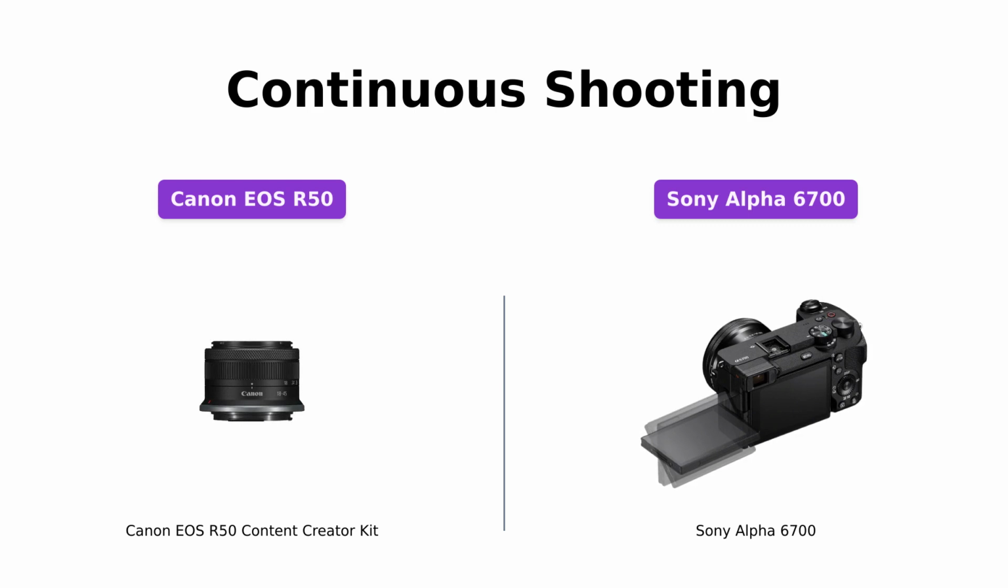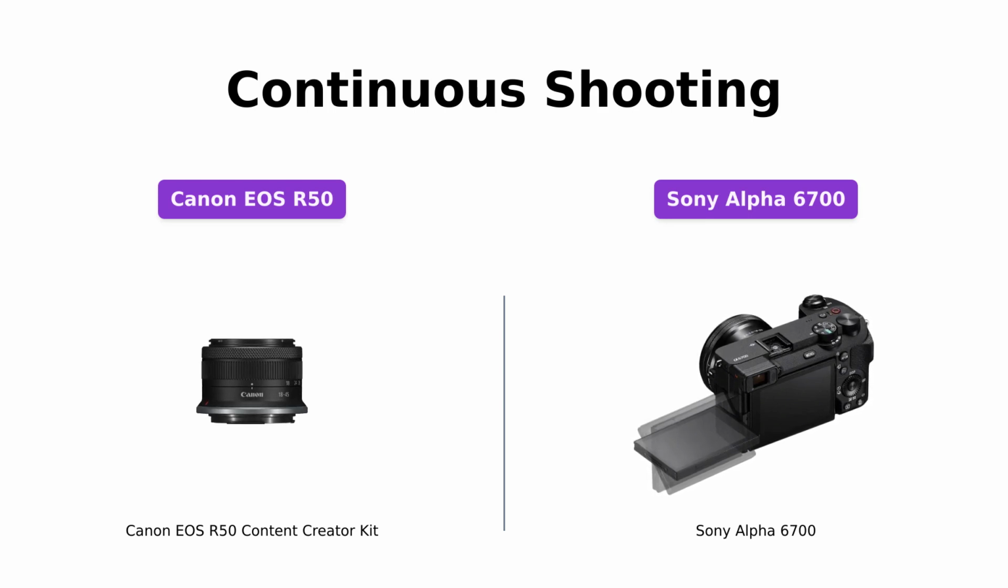Similarly, the Sony Alpha 6700 ensures you never miss a shot with its high-speed continuous shooting capabilities. Both cameras provide the speed and precision required for capturing action-packed moments.